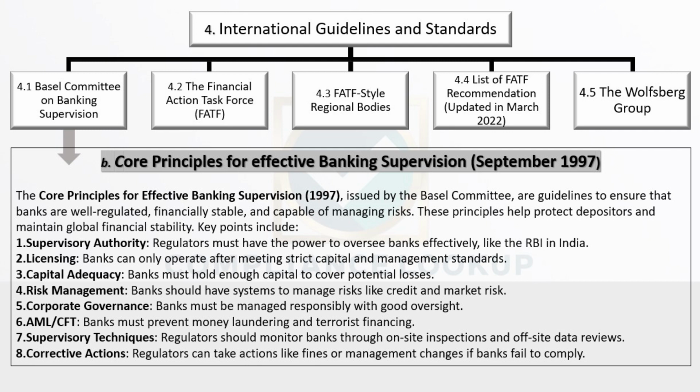Banks face many risks, like borrowers defaulting on loans, credit risk, or fluctuations in financial markets, market risk. To stay stable, banks must have systems in place to identify, manage, and mitigate these risks. Example, a bank lending money to customers assesses each borrower's credit score and financial history to determine the likelihood of loan repayment, managing credit risk effectively.